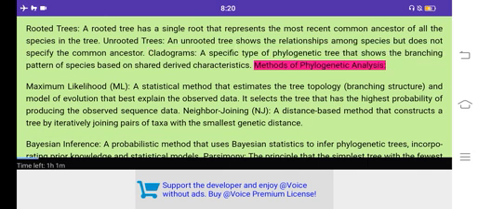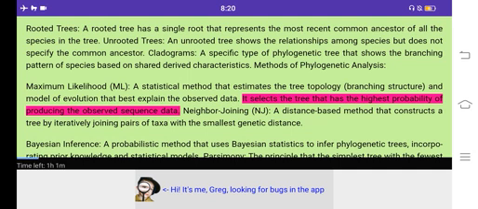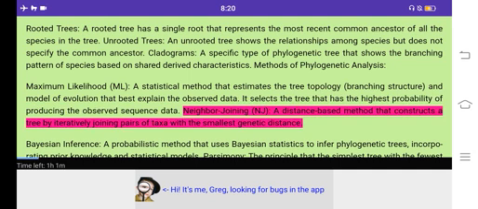Methods of phylogenetic analysis. Maximum likelihood (ML), a statistical method that estimates the tree topology, branching structure, and model of evolution that best explain the observed data. It selects the tree that has the highest probability of producing the observed sequence data. Neighbor joining (NJ), a distance-based method that constructs a tree by iteratively joining pairs of taxa with the smallest genetic distance.